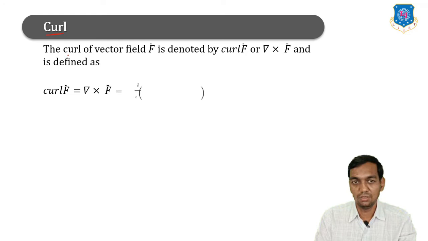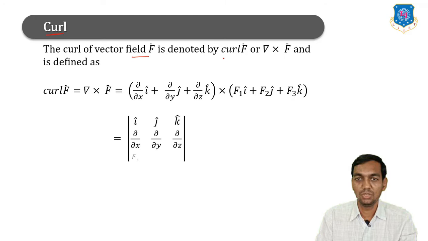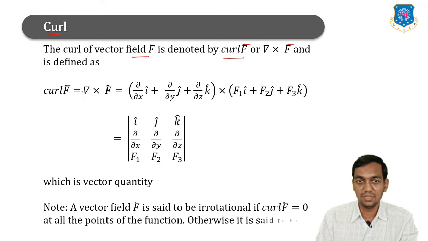Now we are going on to the curl. Curl of a vector field f bar is denoted by curl f bar, or by del cross f bar. Curl of f bar is nothing but del cross f bar, where del is del/del x i plus del/del y j plus del/del z k, crossed with f1 i, f2 j, f3 k. We define the cross product by a determinant: i, j, k in the first row, del/del x, del/del y, del/del z in the second row, and f1, f2, f3 in the third row. This will be a vector quantity, correct?